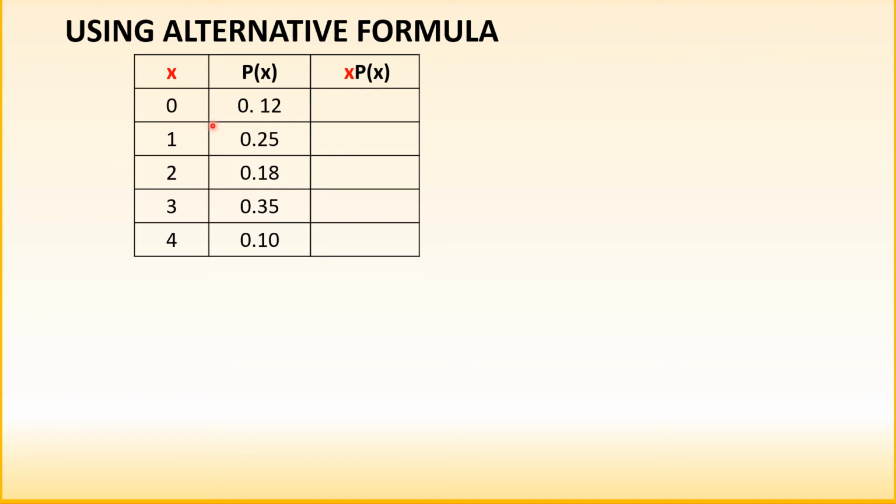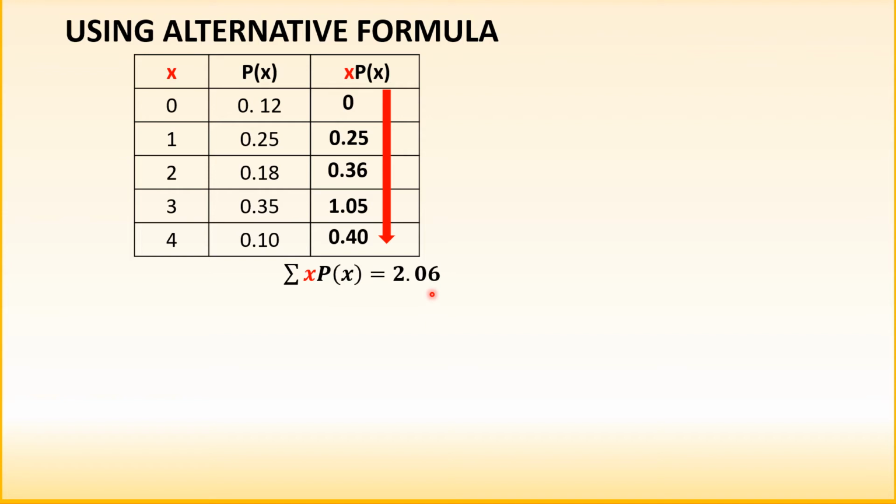So, itong dalawa. Let us multiply. 0 times 0.12 is 0. 1 times 0.25 is 0.25. Then, 2 times 0.18 is 0.36. 3 times 0.35 is 1.05. And 4 times 0.10 is 0.40. Then after that, we're going to get the sum of this. So this is now the summation of outcome times the probability of outcome X is equal to 2.06.